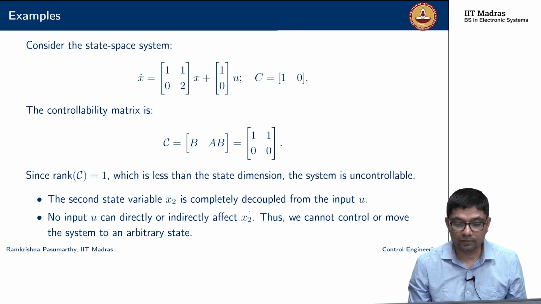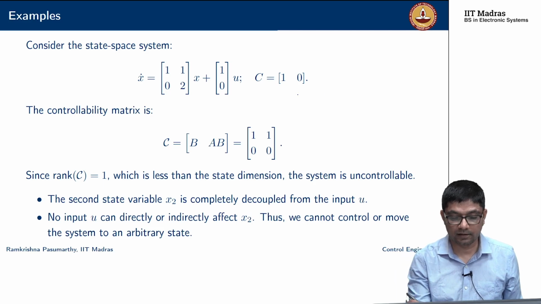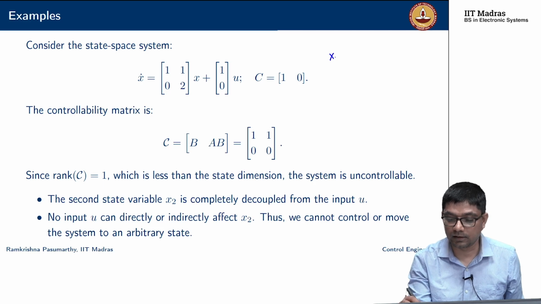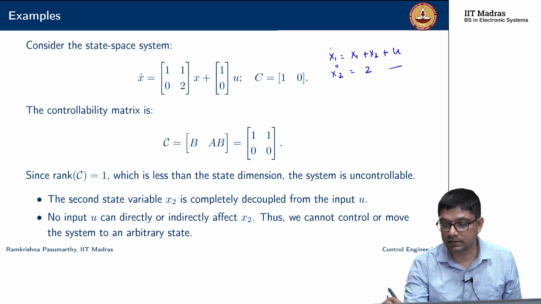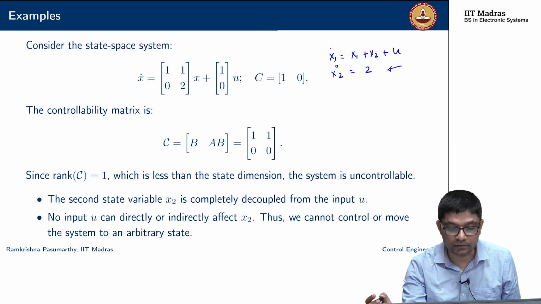Okay, so we look at systems again. Let me write this down in a little more detail. So I have x1 dot is x1 plus x2 plus u, and x2 dot is just 2x2. What we see here is that u doesn't enter x2, not even through x1.